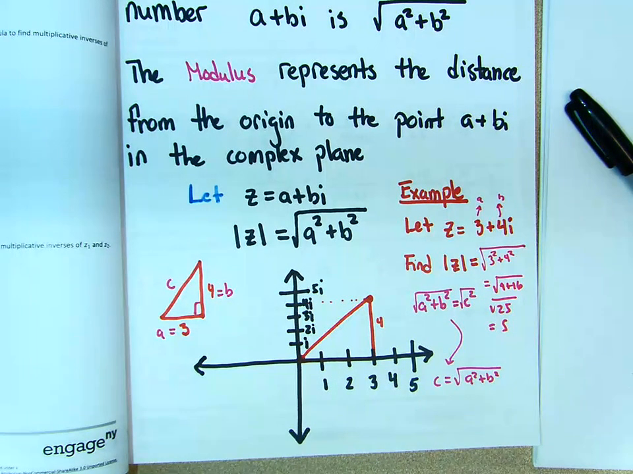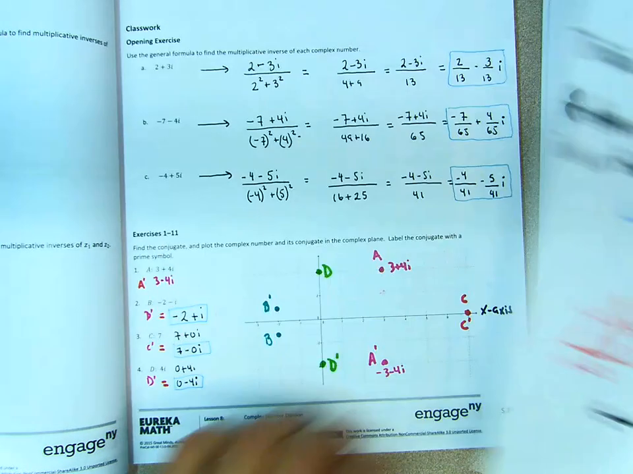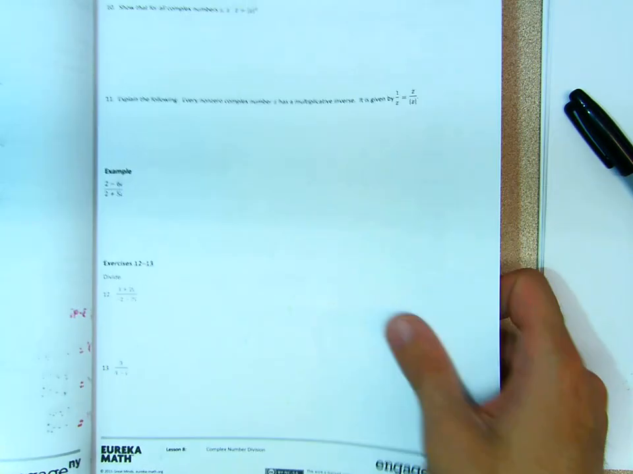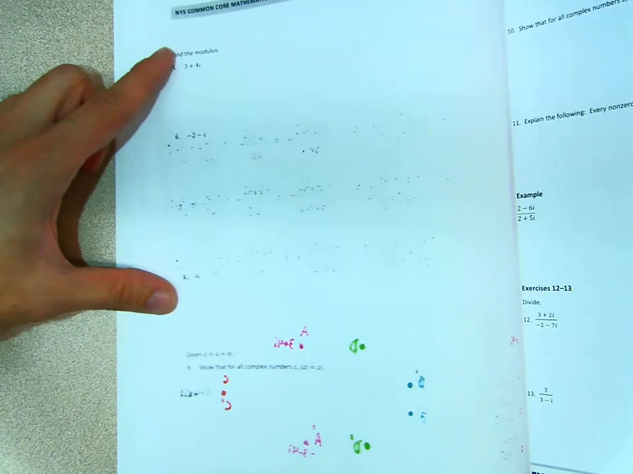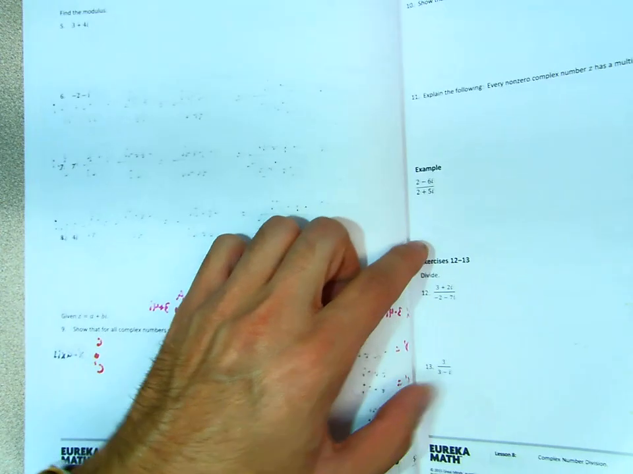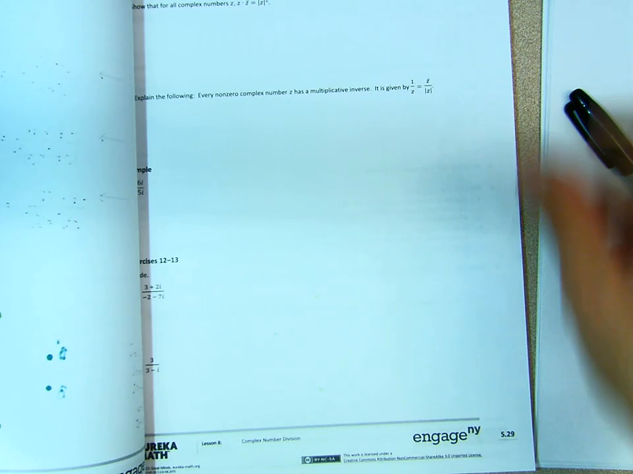And that's it. What I want you to do is try and practice some of these problems over here, 5 to 8, and then I'll show you in part 2 how to do the next part. Okie dokie, enjoy.